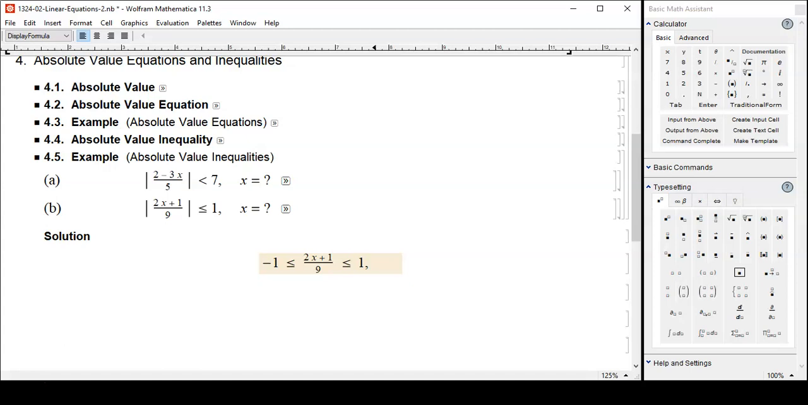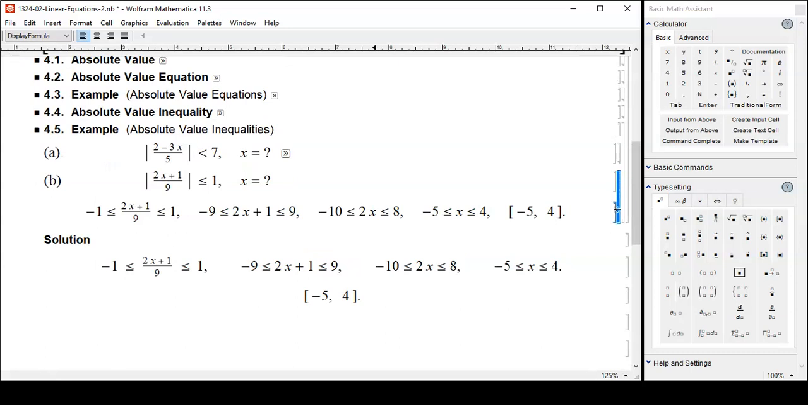Multiply away this denominator. So negative 9, 2x plus 1, positive 9. Subtract away this 1, so negative 10, 2x, 8. Divide by 2, negative 5. I guess that's it. So we have the interval negative 5, positive 4. Yeah, there you go. Is that what I got here? Yes.